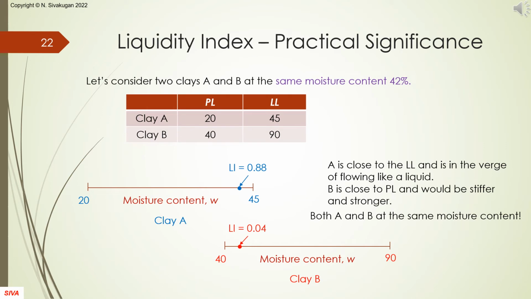Clays A and B are at the same moisture content. However, their consistency differs significantly depending on their Atterberg limits. A is almost like a liquid, B is a lot stiffer and stronger.